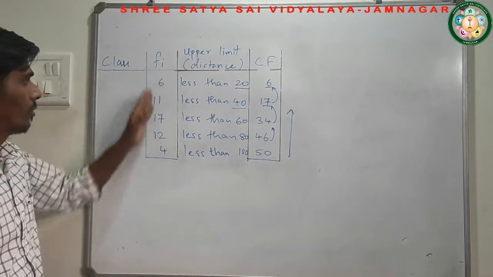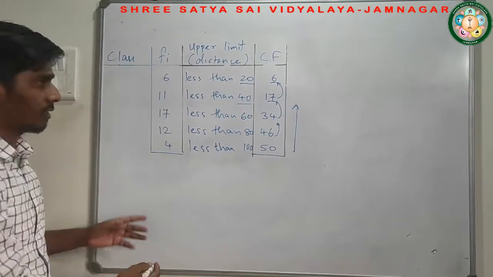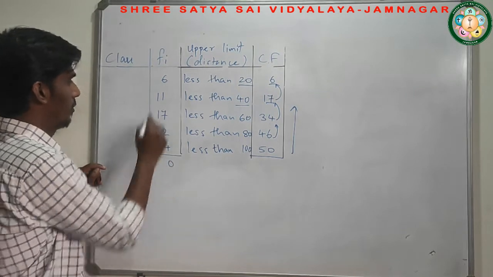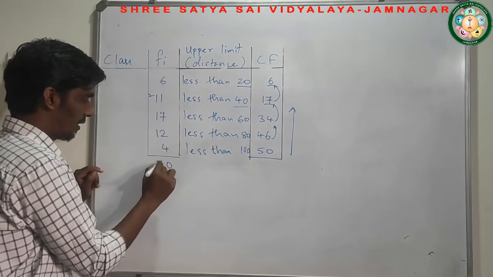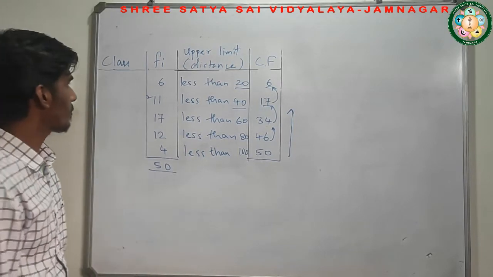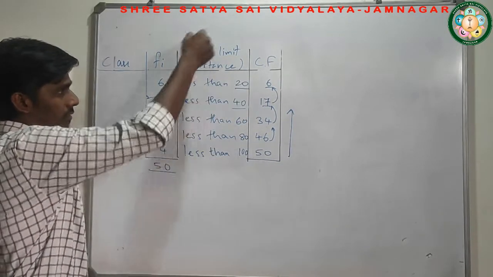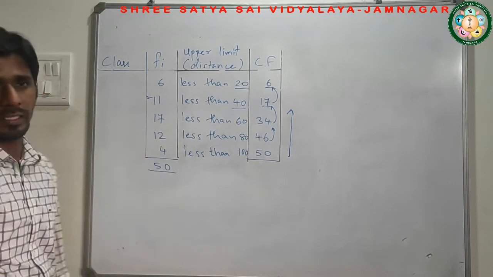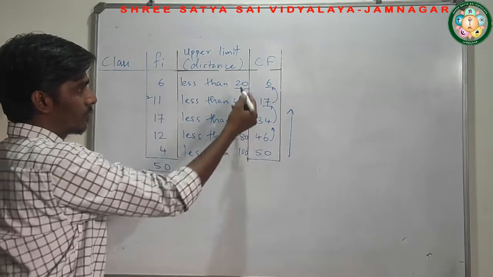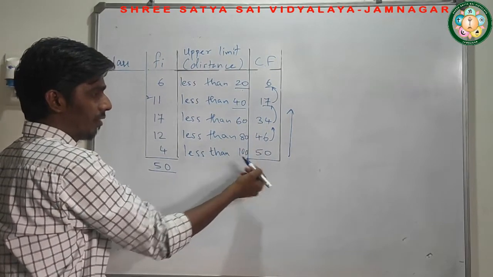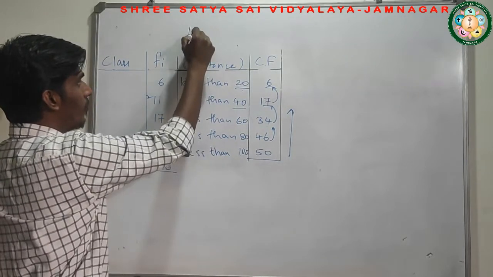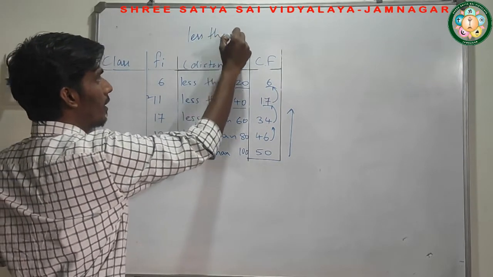Just to verify your frequencies, add all the numbers: 6 plus 11, 17, 34, 46 plus 4 is 50. So you get the total frequency again as it is. Now from this upper limit, I have to find the class. As here it is written upper limit, it's 20, 40, 60, 80 or 90. Suppose instead of upper limit, they mention here less than mark.